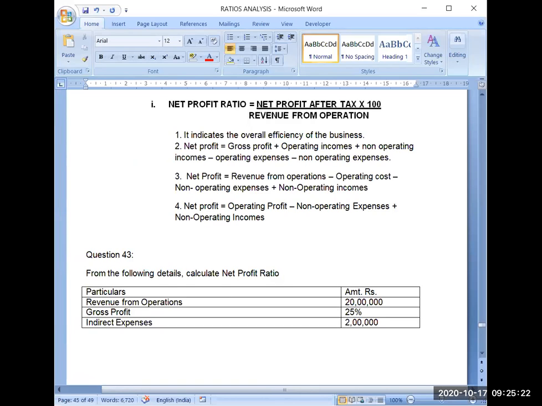net profit ratio. So net profit ratio is very simple again. The simple formula will be net profit upon revenue from operation into 100. Again, the same logic you will find in the numerator. As per the formula, net profit ratio, net profit will be there. In the denominator, revenue from operation is always fixed.